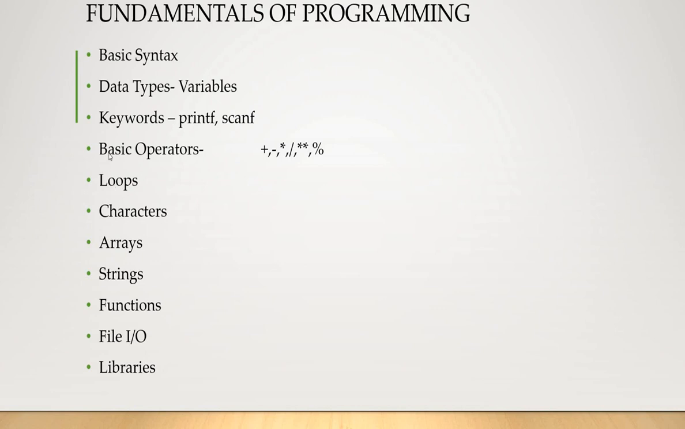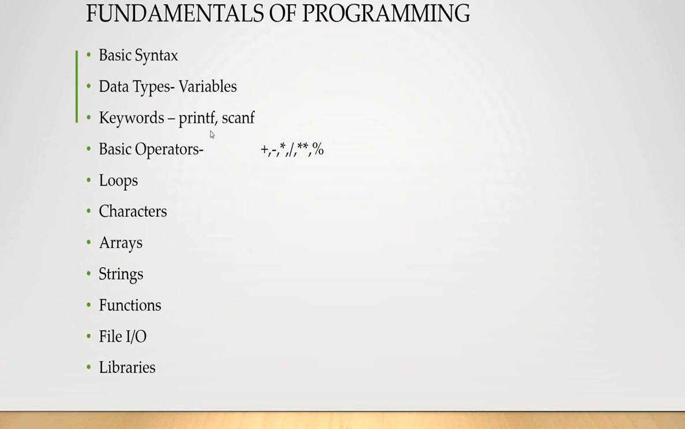The next one is basic operators. So what are basic operators? Basic operators include addition, subtraction, multiplication, division and remainder. So what is the difference between these symbols? The division symbol gives the quotient of the division, the percentage symbol gives the remainder of the division, and this symbol gives the power of the given element.